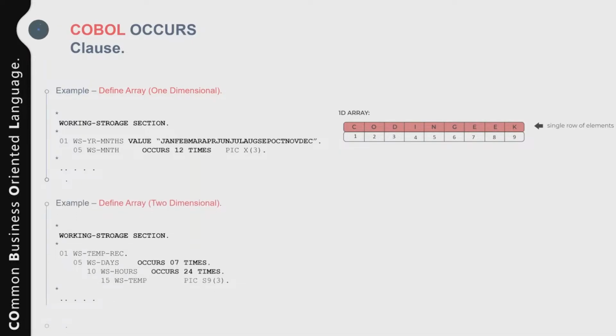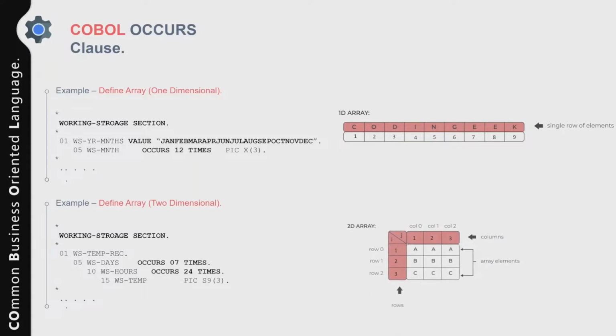In the following example, we have a working storage section, and there we have defined a table that is ws-temperature-record. Within that, we have defined the next variable at level 5, that is ws-days, that occurs 7 times, and then within those days we are recording temperature for 24 hours, so we have defined ws-hours at the next level, level 10, and that will occur 24 times. The actual variable which is going to hold the temperature is ws-temp, and it is defined as PIC S9(3). So this is how you can store 24-hour temperature for 7 days.